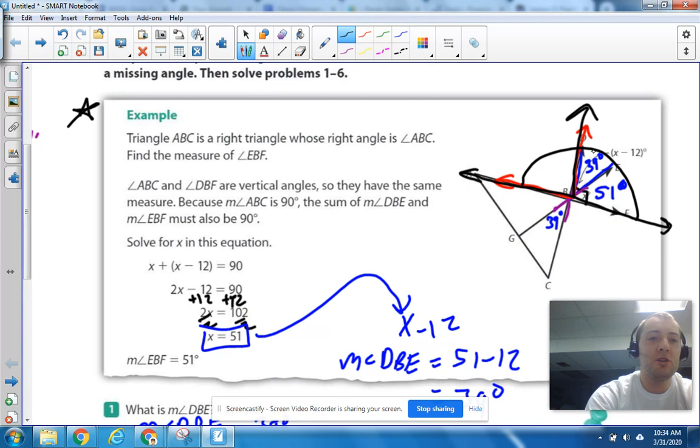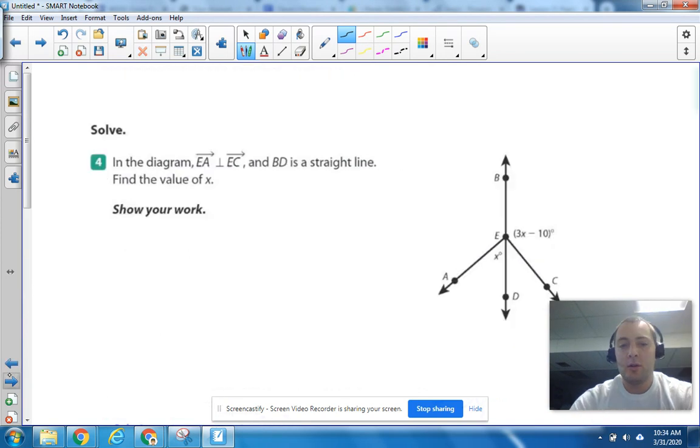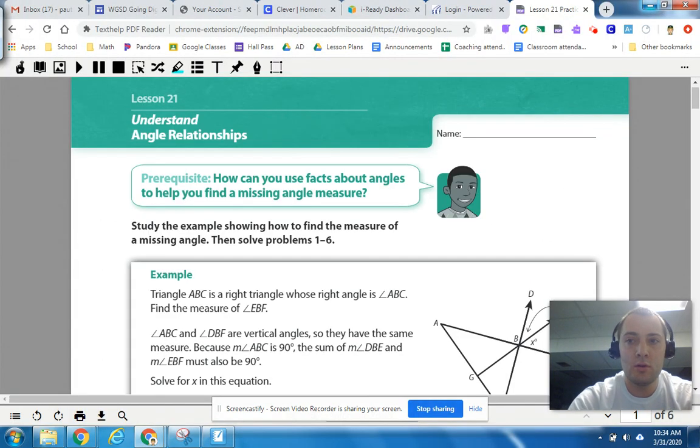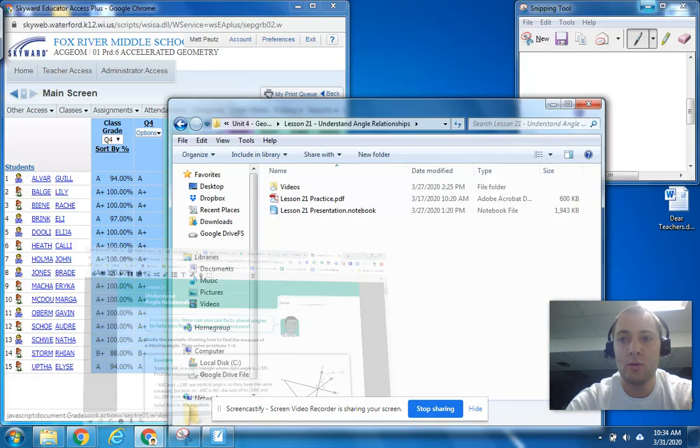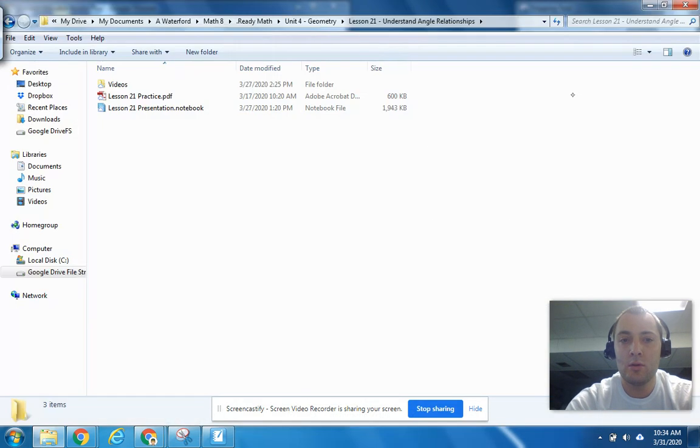All right, I'm going to go to page 2. One second here. This is really weird.